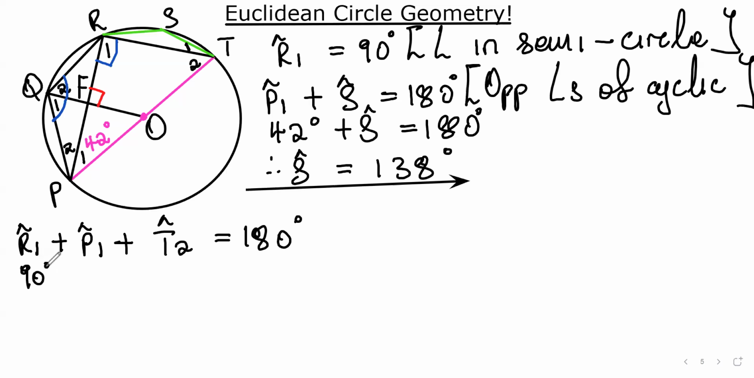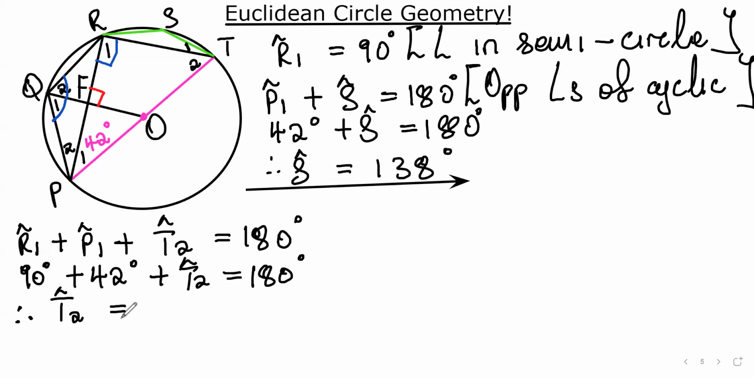Now we know that R1 is 90, P1 is 42. We are looking for T2, but the result is 180. So now we can make T2 the subject of the formula. And it's simply going to be 180 degrees minus 42 minus 90. Then we find that our T2 is 48 degrees.